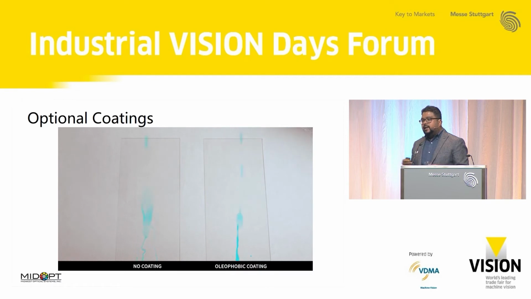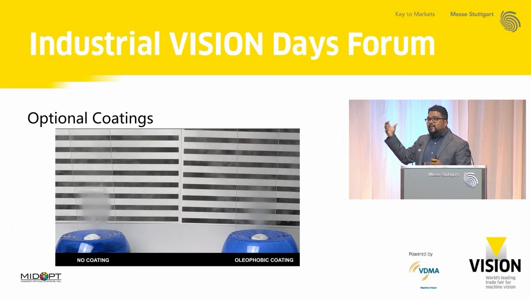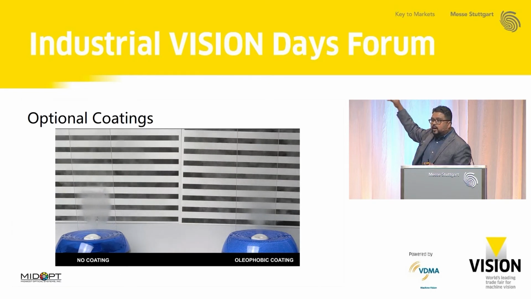Hydrophobic coatings help to reduce the buildup of liquid. You can see the right option that has the coating, the water just beads right off. It doesn't adhere to the surface. Hydrophobic coatings also help to prevent condensation. You can see the one on the right, the fog or the condensation is not building up.